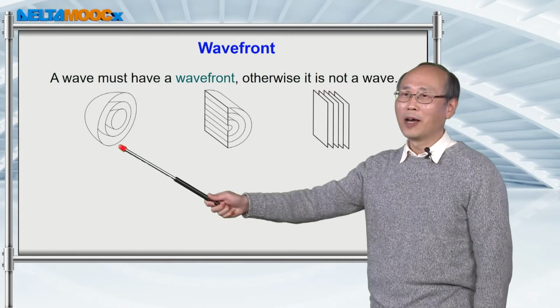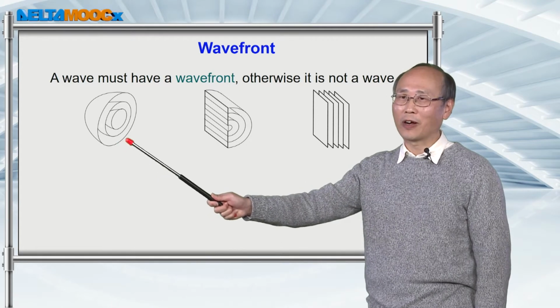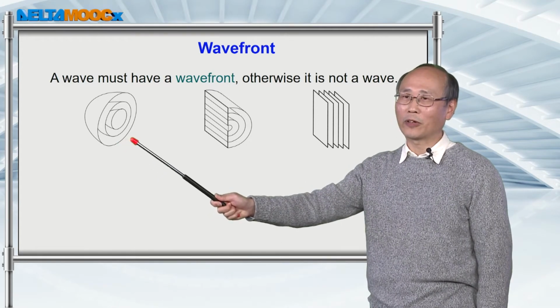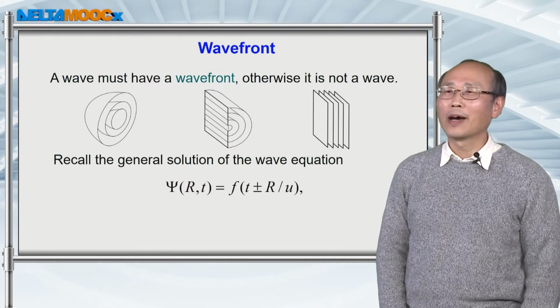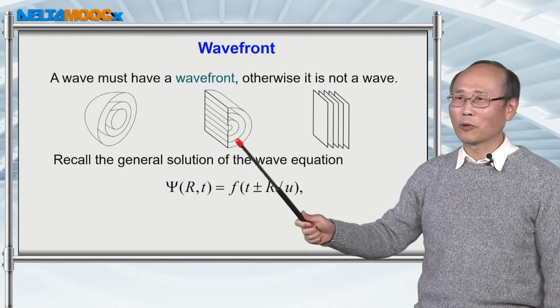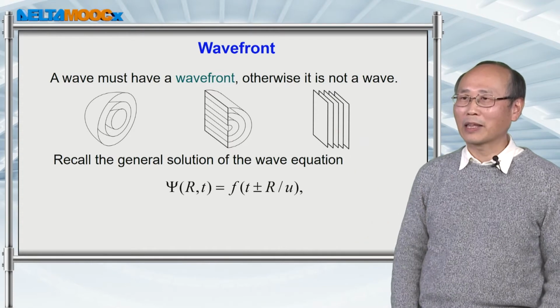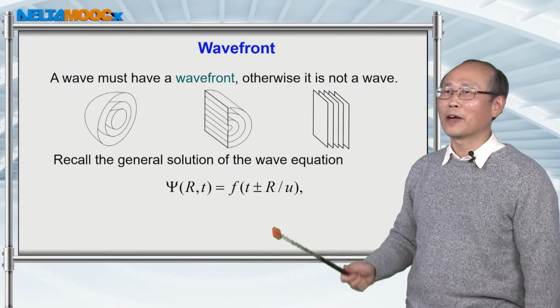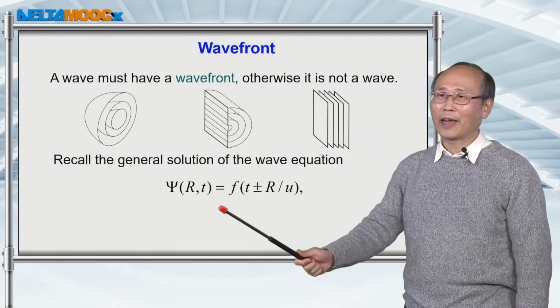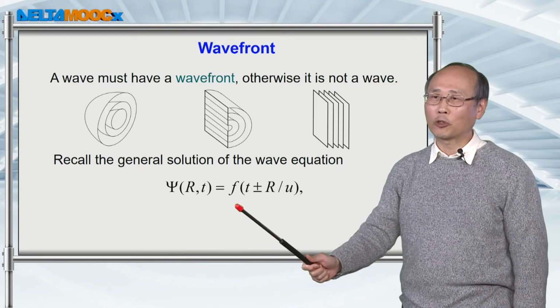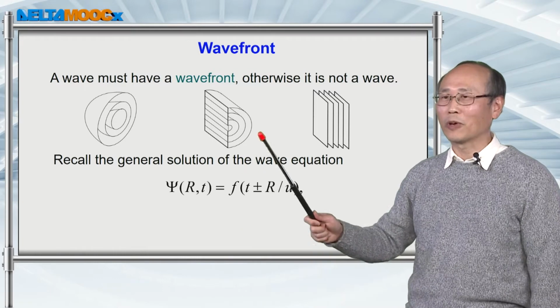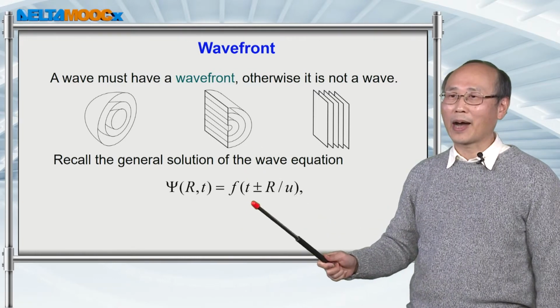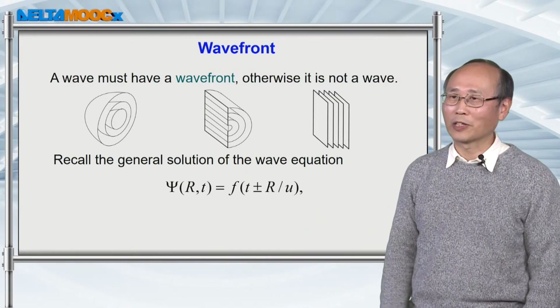And we also name waves according to the shape of the wavefront. For example, if I have a spherical wavefront, then we call this the spherical wave. And if I have a cylindrical wavefront, I call this cylindrical wave. And if I have a planar wavefront, then we call this a plane wave. And in general, the description of the motion of the amplitude of those waves is given by this wave function.